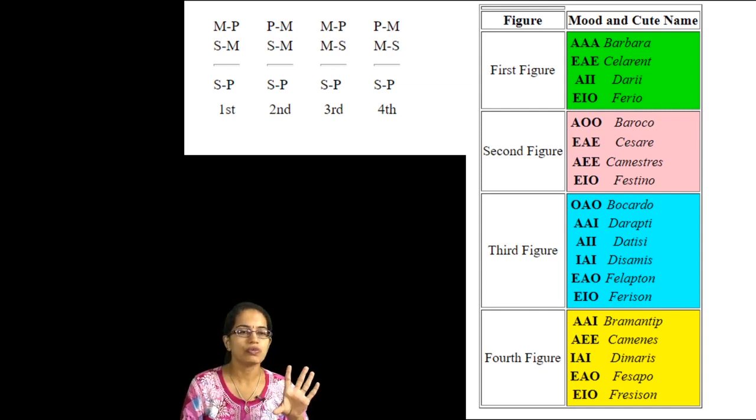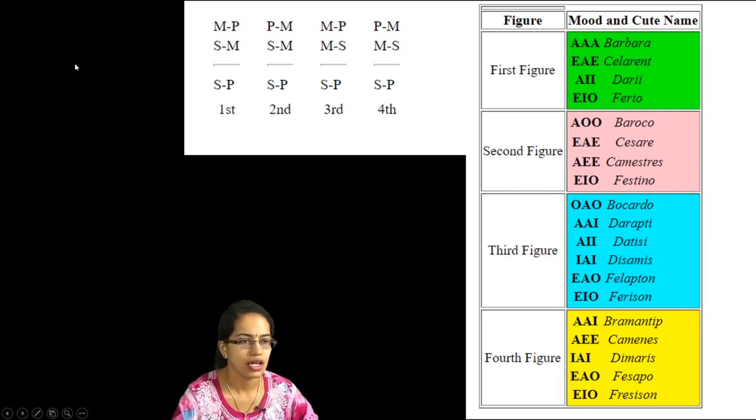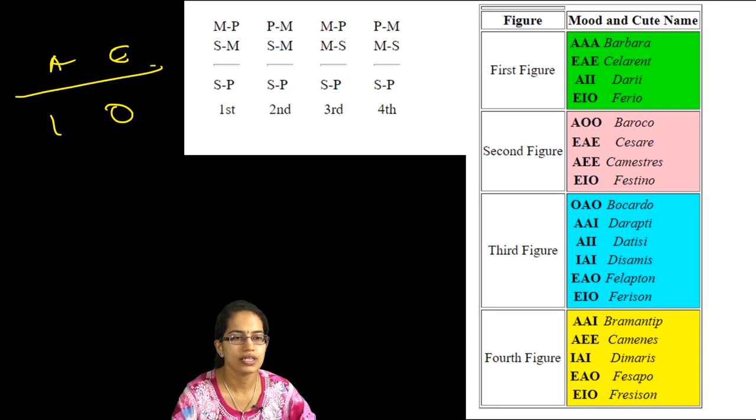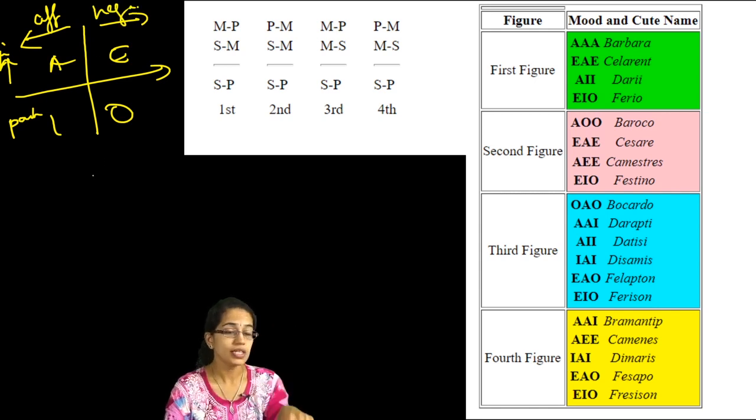Now here, when we are talking about starting from the square of opposition, I'll just do a quick recap. A, E, I and O. So you have universals on the top, particulars on the bottom, affirmatives on this side and negatives on this side. So this is universal, this is particular, this is affirmative, and this is negative.